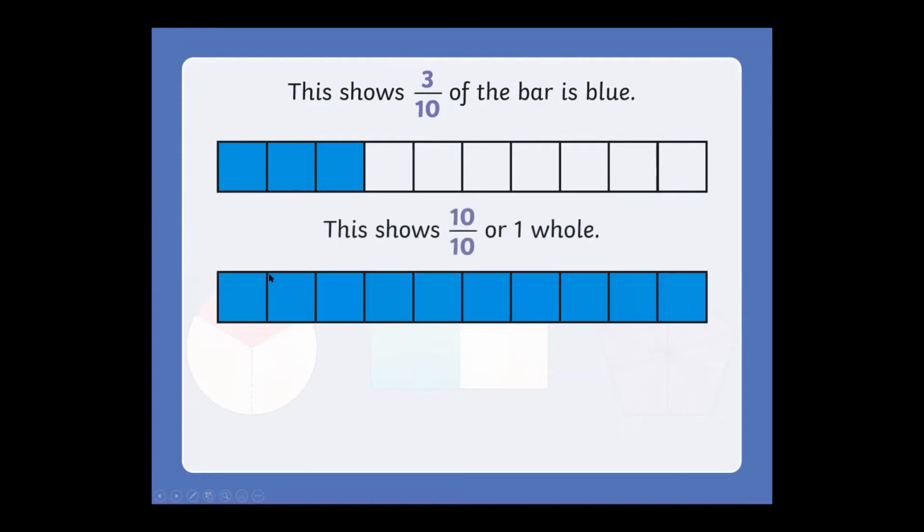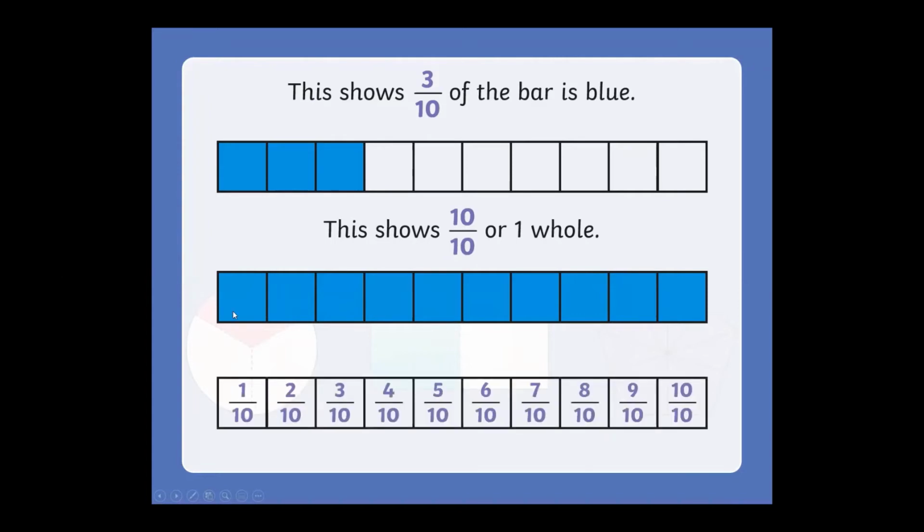This shows that 10 tenths have been shaded in, and 10 tenths is the same as, or in fractions we use equivalent to, one whole. If you imagine that these lines weren't here, these parts weren't here, the whole bar would be shaded in. So we have 1/10, 2/10, 3/10, 4/10, 5/10, and so on.